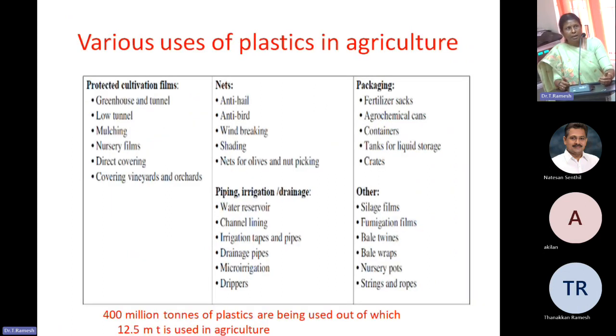So plastic in agriculture has various uses, that much we will know. Out of 400 million tons of plastics being used every year, 12.5 million tons is used for agriculture alone. So without plastic, it is very difficult in any field, not only in agriculture. In day-to-day life, plastic has a lot of numerous uses and scope.